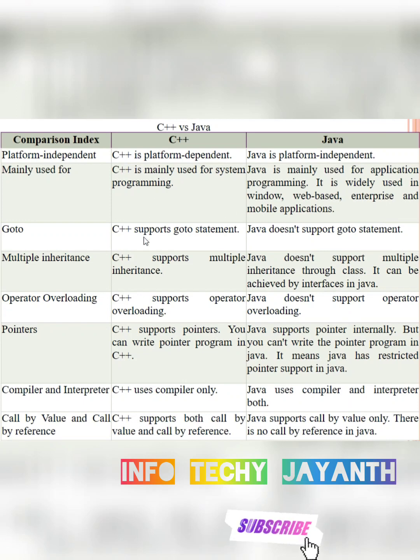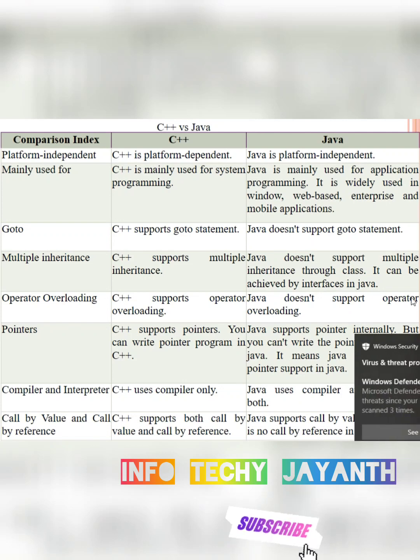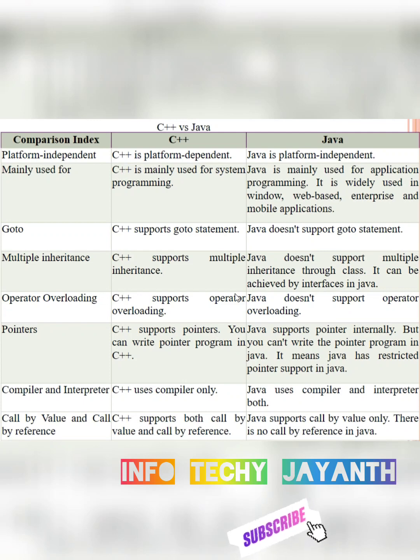And in C++ there is one keyword, goto. goto helps to redirect directly from one place to another place, but in Java we don't have any goto statement. This is not a drawback, but it is one difference between C++ and Java.